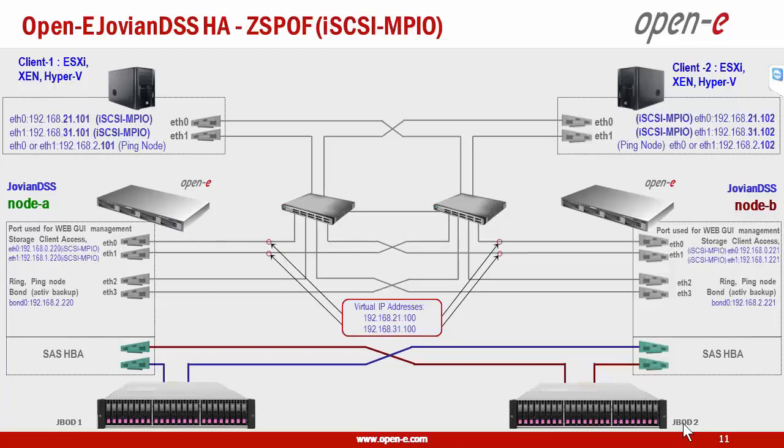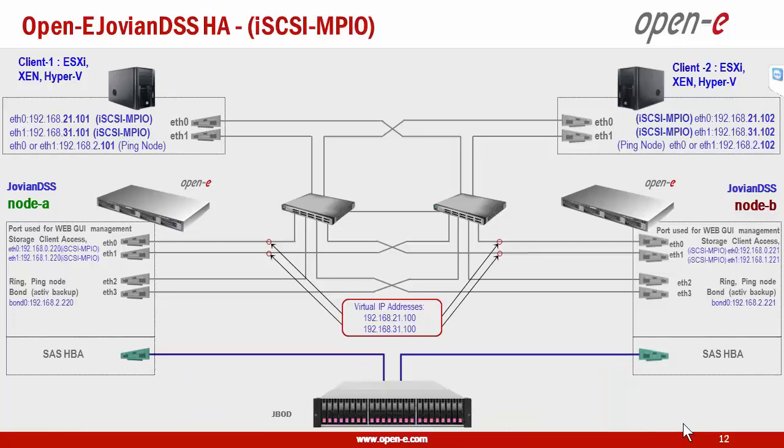Next slide. Now instead of a bond, we have 2 paths, meaning we make multipath, and then we are exporting via 2 virtual IPs, and we make multipath over these 2 virtual IPs on our storage clients. Next slide. A similar situation to the very first slide, but here we have just a single JBOD, right? And the rest is the same.